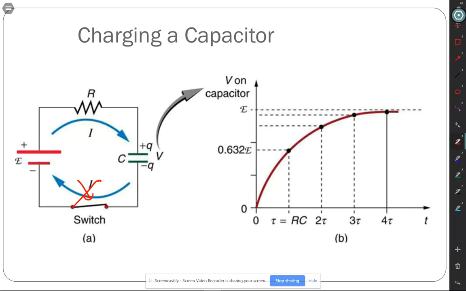Now what's the voltage on the capacitor if the charge is 0? Remember, the equation is Q equals VC, so if Q is 0, V is 0. Initially there's no voltage across that capacitor. When I close the switch, charge doesn't magically appear on the capacitor. It starts flowing to the capacitor, but the instant I close the switch, it still has 0 charge.